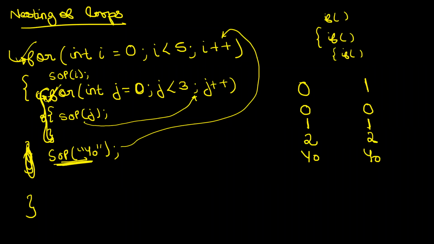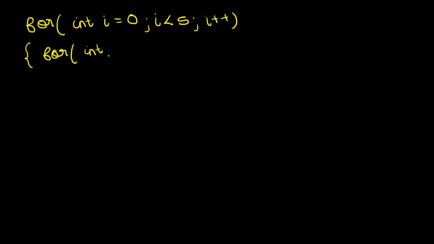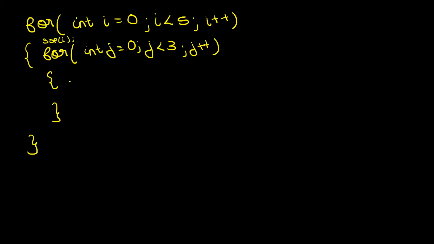Please repeat. Yes, sure. Let's try to repeat this once again. For int i = 0, i < 5, i++. And I'm writing here for int j = 0, j < 3, j++. For your understanding, I'm doing SOP i outside this and SOP j inside, so that you all are able to understand the values.